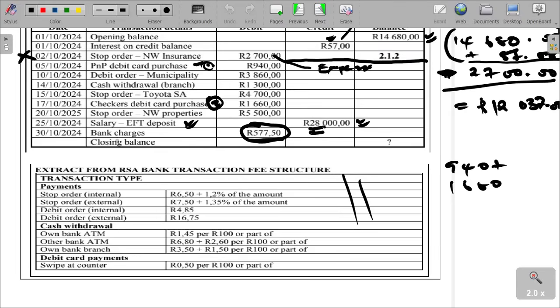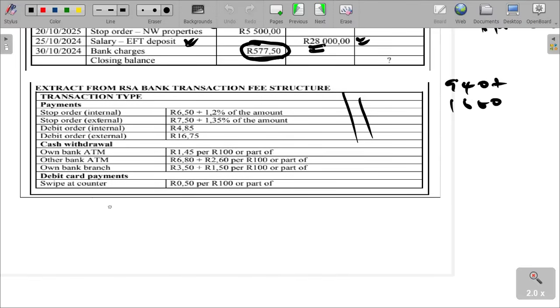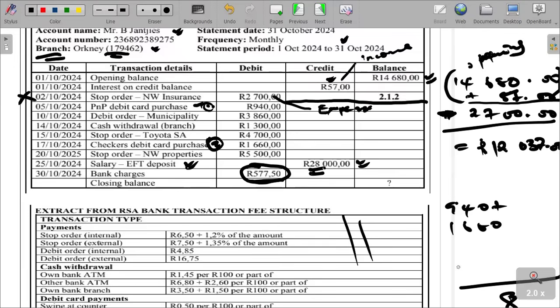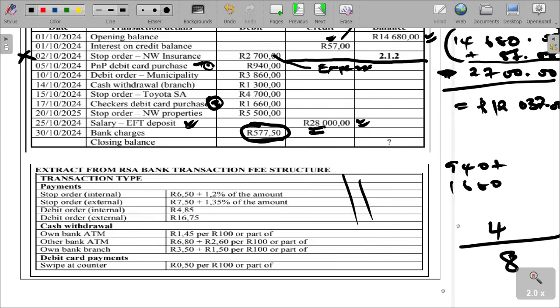1, 2, 3, 4, 5, 6, 7, 8 debit entries. We have got 8 debit entries in total. And then how many of them are less than 2.5? We see 1, 2, 3, 4 of them. Out of 8 entries, 4 are less than 2.5.